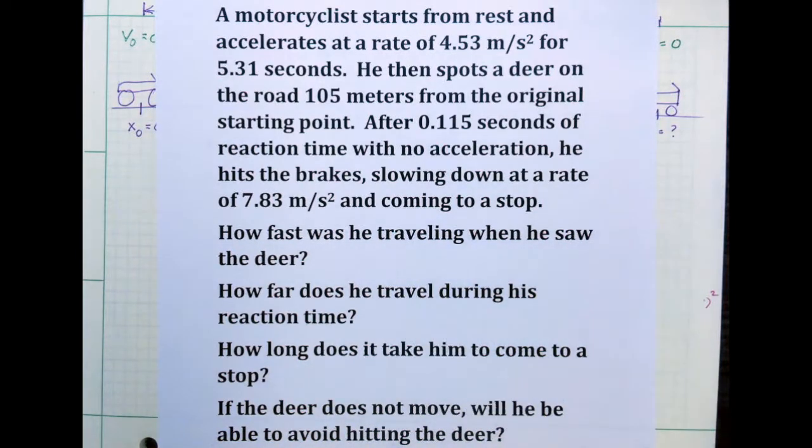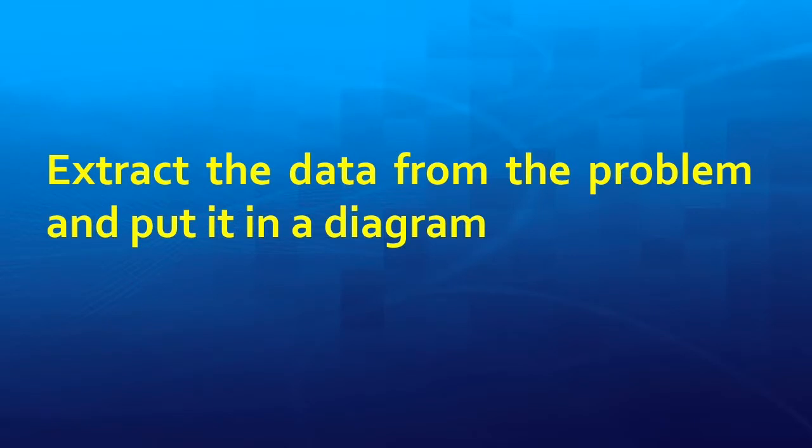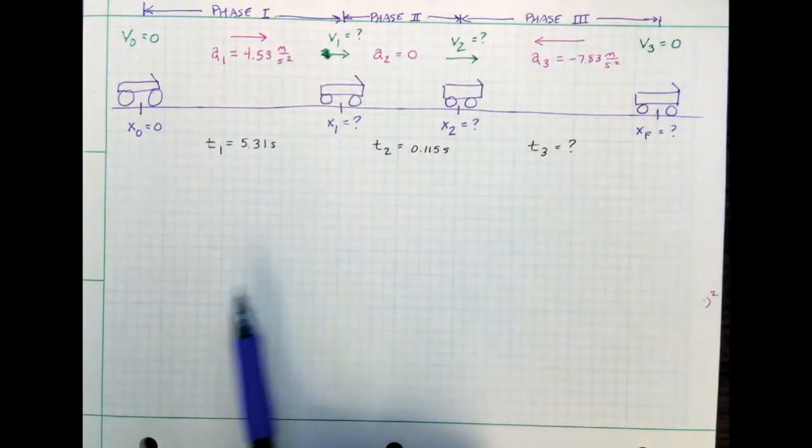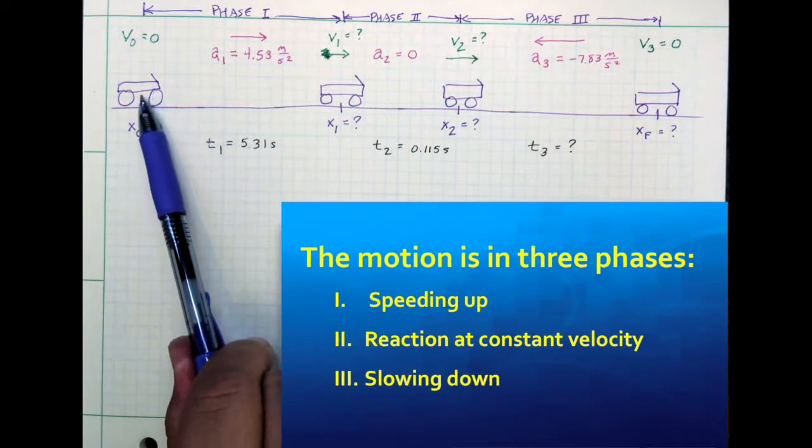Now, of course, an important step in this problem-solving process is always to extract the data from the problem. That can be done in the form of a data table, as we've done before. I want to show you how it can be done with a diagram. So here we have a diagram of the motorcycle's motion showing the three distinctive phases.